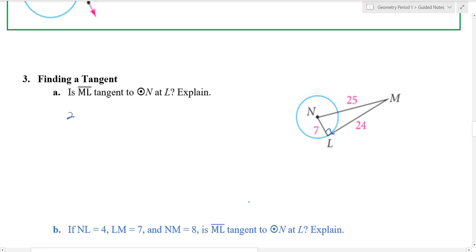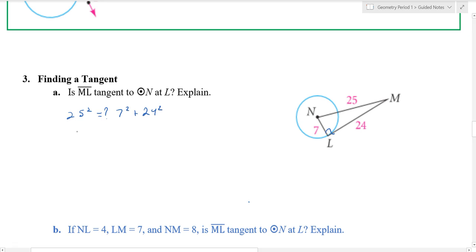So we're going to say 25 squared equals, question mark, because we're trying to test if that's true, 7 squared plus 24 squared. We're trying to find out if that is true. If that is true, we are golden. So let's take a look at this problem and see how that goes.